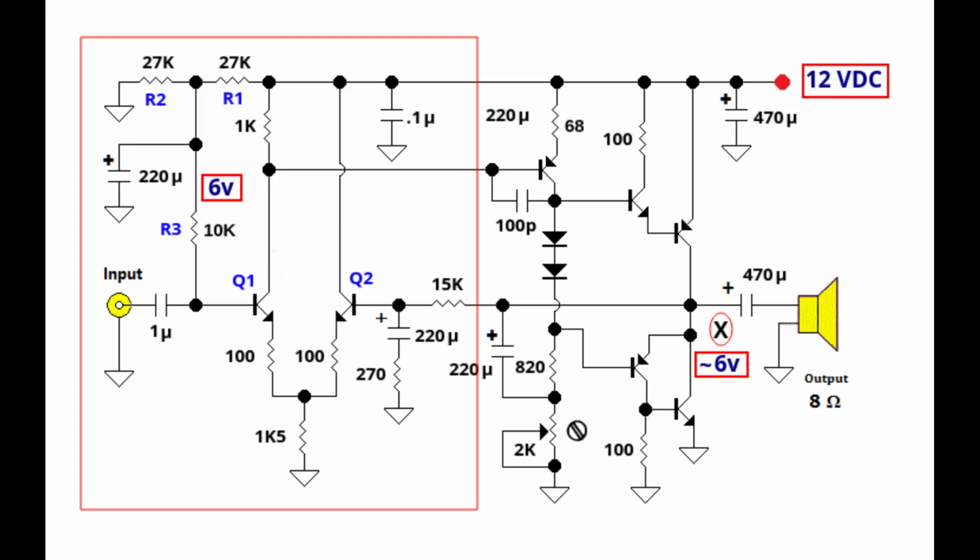The 15K and 270 ohm resistor help determine the voltage gain of the power amplifier. If the 220 microfarad capacitor was not between them, they would actually form a DC voltage divider, and Q2 would not receive around 6 volts DC bias. The 15K, 270 ohm plus 220 microfarad capacitor form a negative feedback network connecting the output, which is point X, to the input, which is the base of Q2.